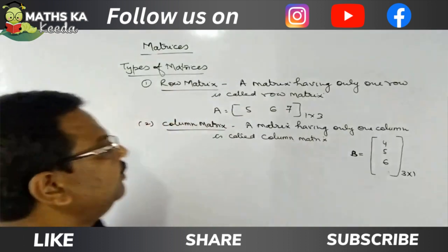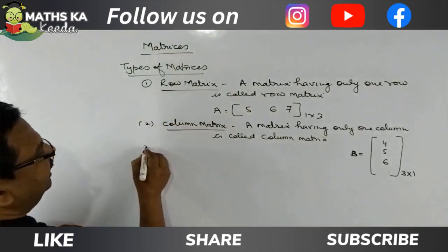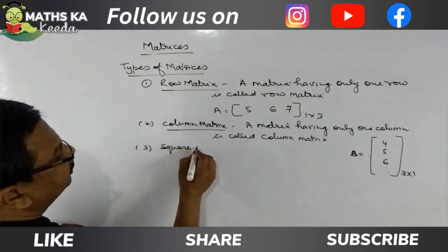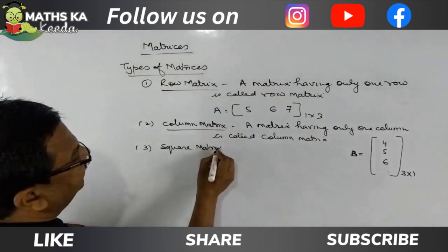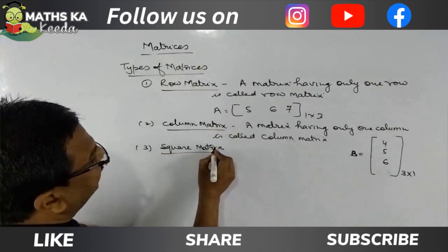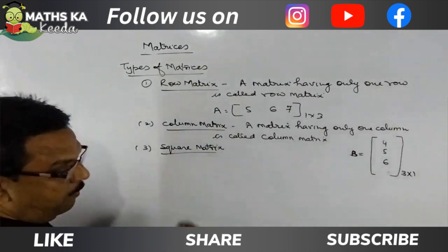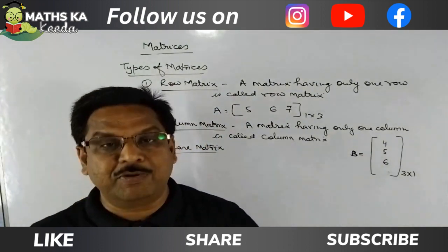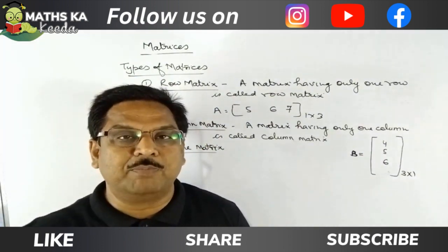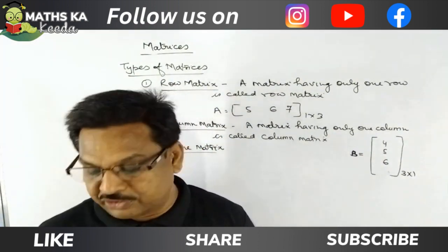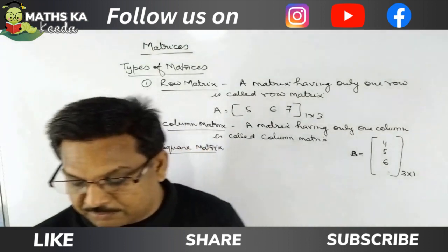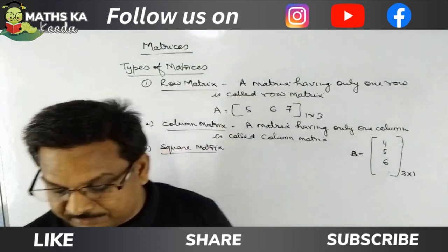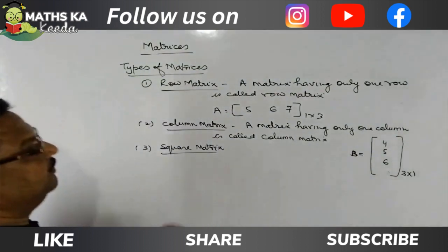After this, number 3, I want to tell you about the square matrix. So what is a square matrix? Square matrix is also very easy. In the case of a square matrix, whenever in any matrix the number of rows is equal to the number of columns, you can say it is a square matrix. A matrix having an equal number of rows and columns.